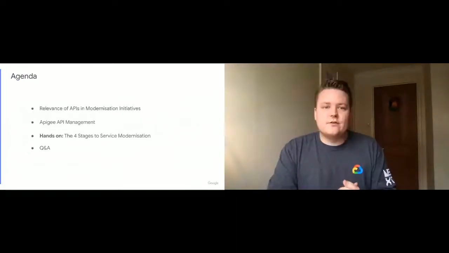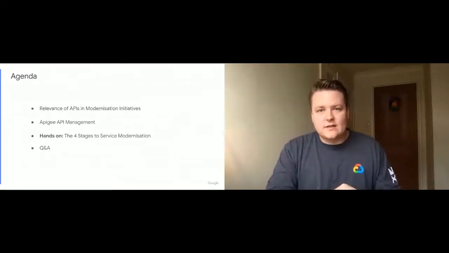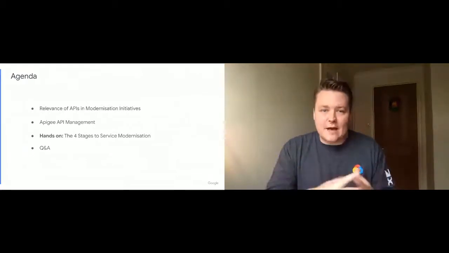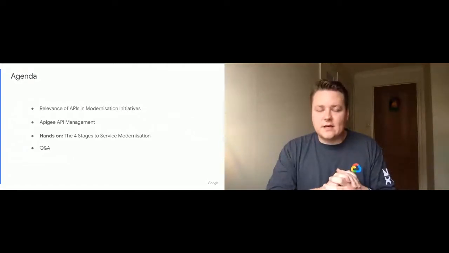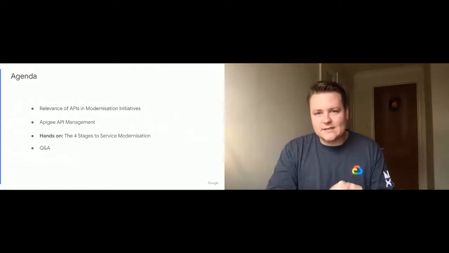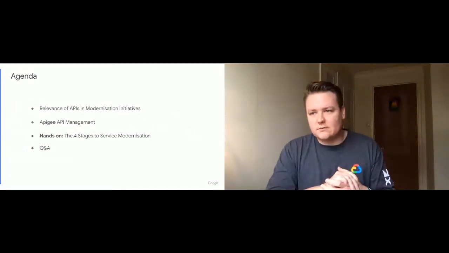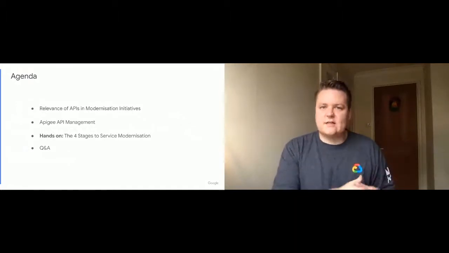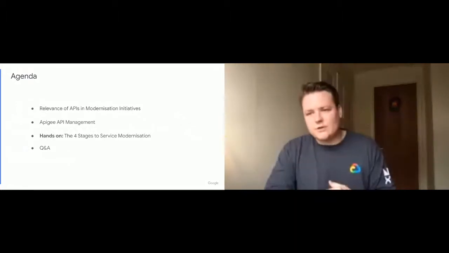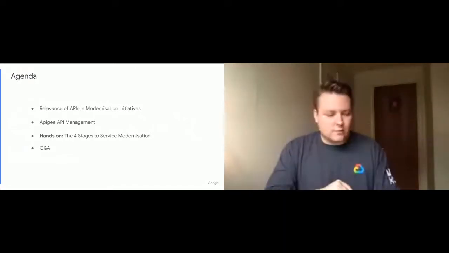We'll have a look, as an intro, into the relevance of APIs in modernization initiatives. Then we'll have a look into Apigee API management, what are its capabilities, just shortly, and how we see our customers use the platform for modernizing existing architectures. And then we'll look into a hands-on. I'll show you my screen, go into a demo, and guide you through a journey of going from an existing, more legacy service into a modern API and how this can be used by a variety of consumers. And then for the remainder, we'll have Q&A.